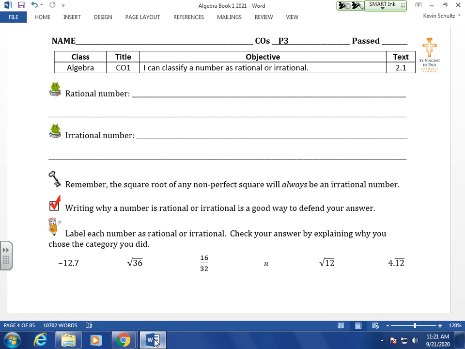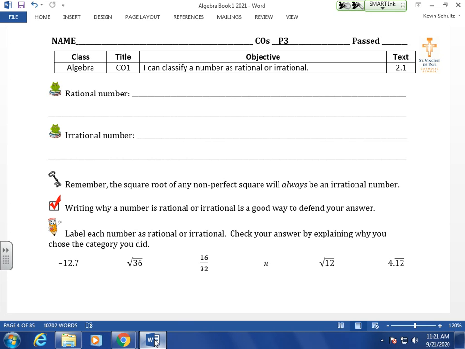But anyway, what is a rational number? Does anybody know? Yes? A number that has a defined end. A number with a defined end. I like that. Say a little more. What does defined end mean? Like 25 or like 25.12.